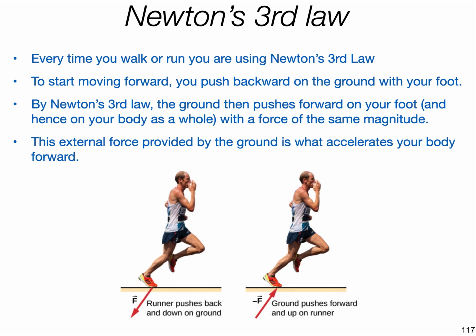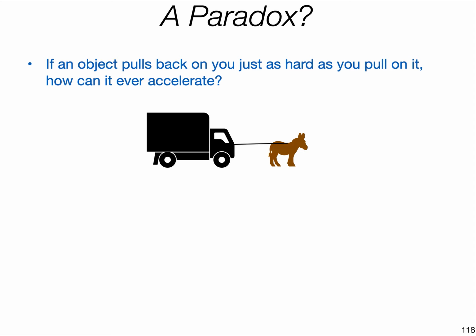So let's now try to really clarify our understanding by talking about what could be considered a paradox by some. Right? So if an object pulls back on you just as hard as you pull on it, how can it ever accelerate? Right? Is Newton's third law saying that nothing ever moves? That seems a little bit strange.